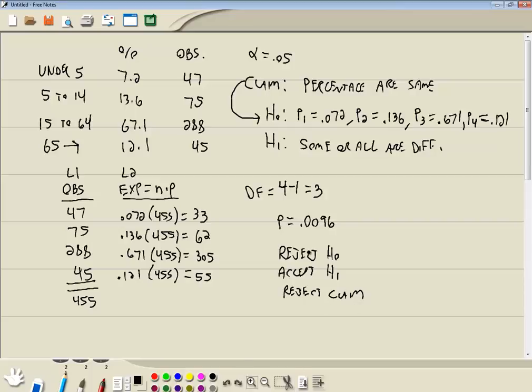Now, that was shown on the calculator. I'm also going to do the same problem, showing it by hand. And there's a reason for that. Not every calculator has that chi-square goodness fit test on it.